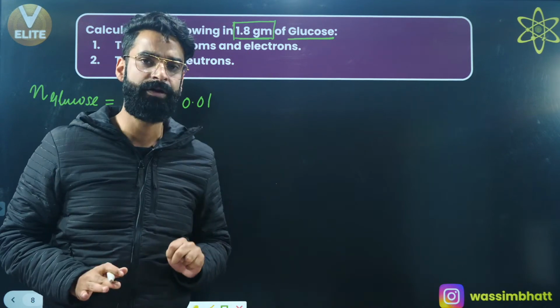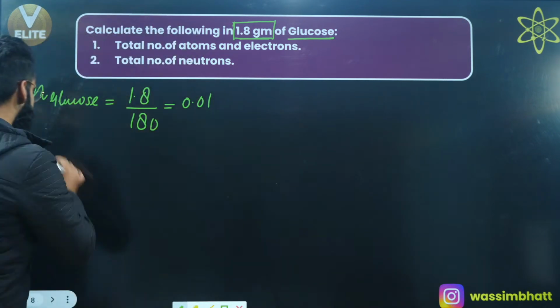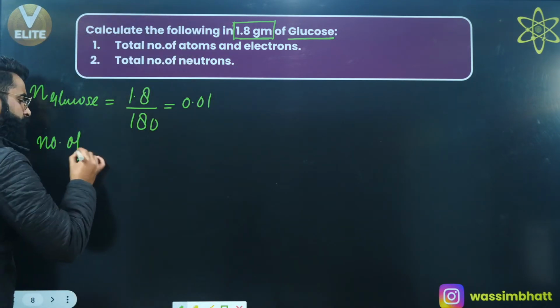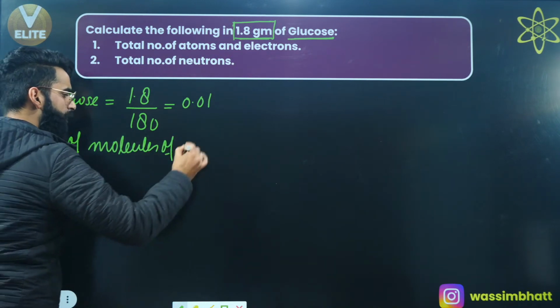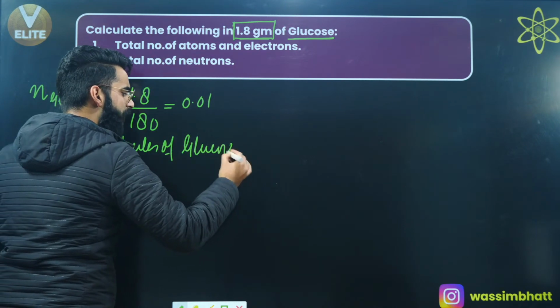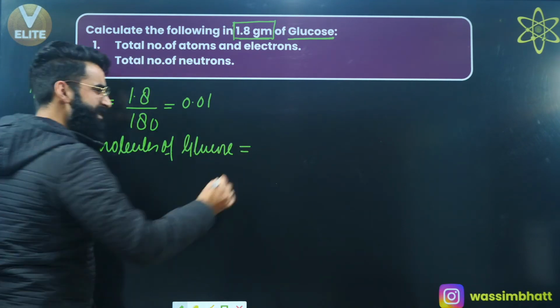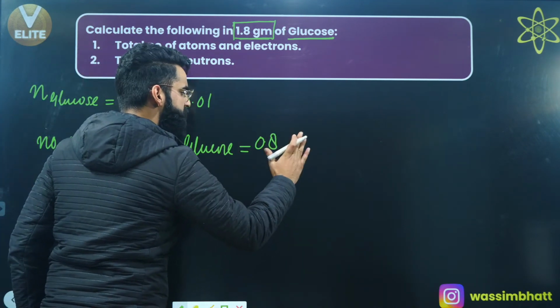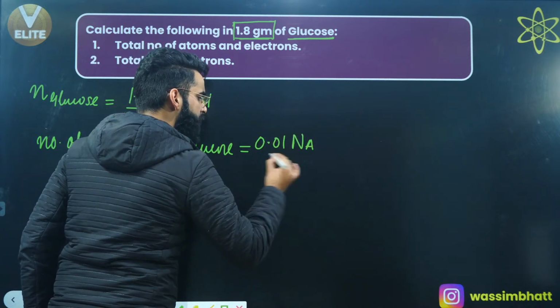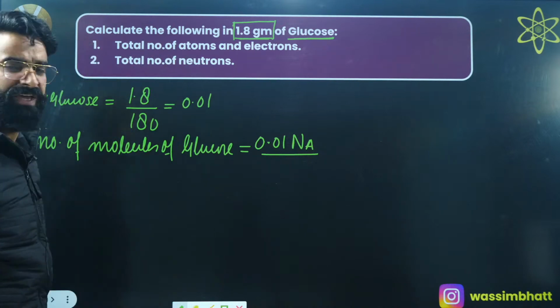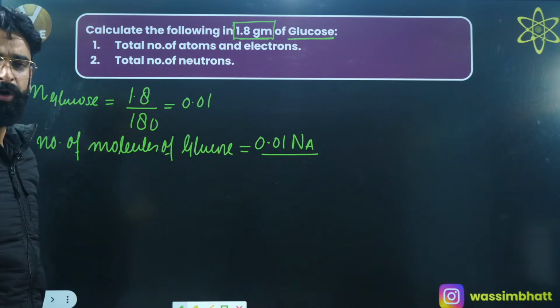What is the second step? From moles to molecules. So I'll be calculating the number of molecules of glucose. How do we convert moles into molecules? We just multiply the moles with Avogadro's number, and we get the number of molecules. So these many molecules of glucose we have over here. I got the molecules.